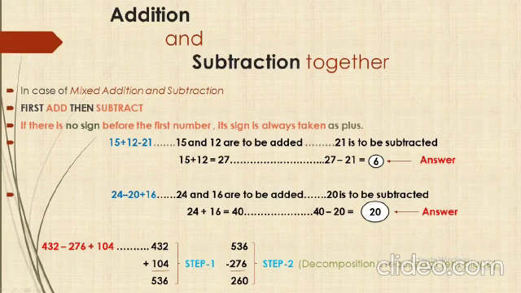Similarly, 432 minus 276 plus 104. 432 plus 104 is 536. 536 minus 276 will give you 260. So in this way, you have understood how you can do addition and subtraction together.